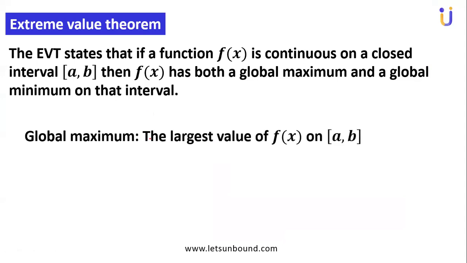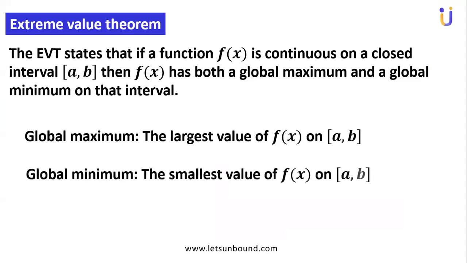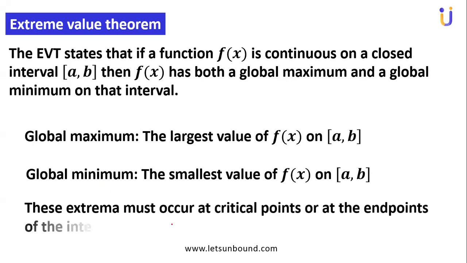Global maximum means the largest value on the domain we are working on: if you're working on a particular domain, what is the maximum value f of x can attain? And global minimum, on the entire domain, is the smallest value of f of x. That's simple. This is global maximum and global minimum, right? These extrema can occur at critical points or at the endpoints of the interval. You can get the global maximum and minimum at endpoints also, or at critical points.